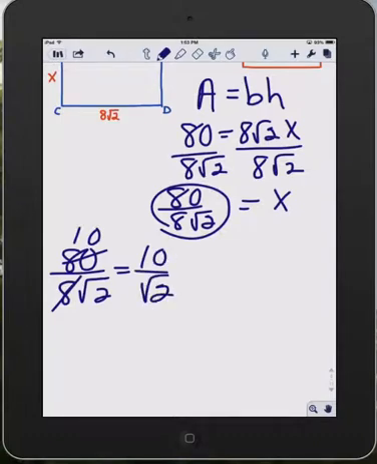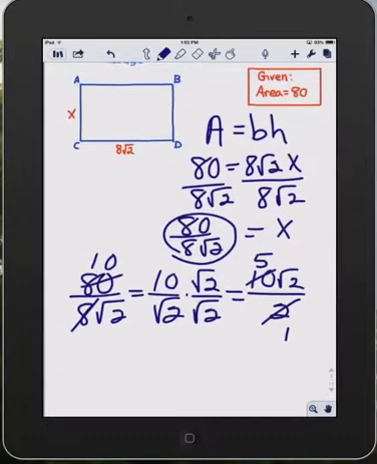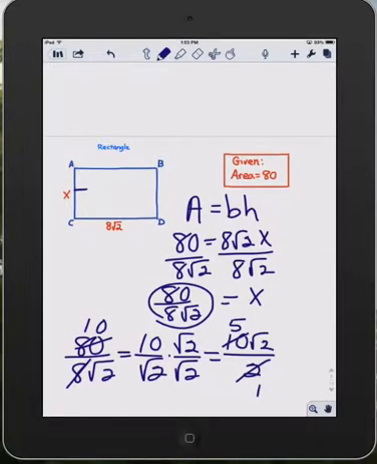But we can't have a square root symbol in the denominator, so we rationalize the denominator by multiplying by the square root of 2 over the square root of 2, and we get 10 times square root of 2 over 2. But then 2 goes into 2 once, 2 goes into 10 5 times, and we have x is equal to 5 times square root of 2.